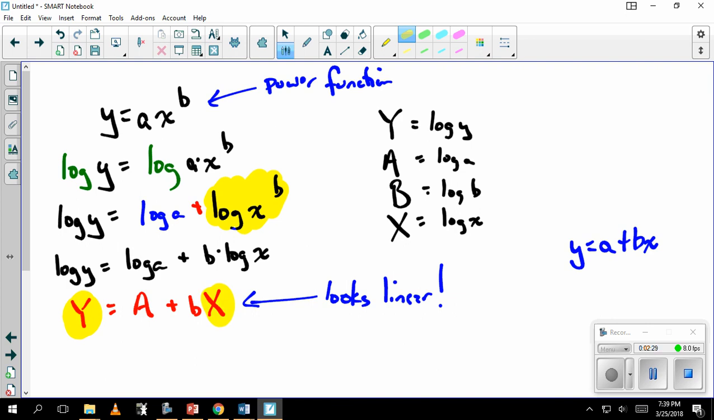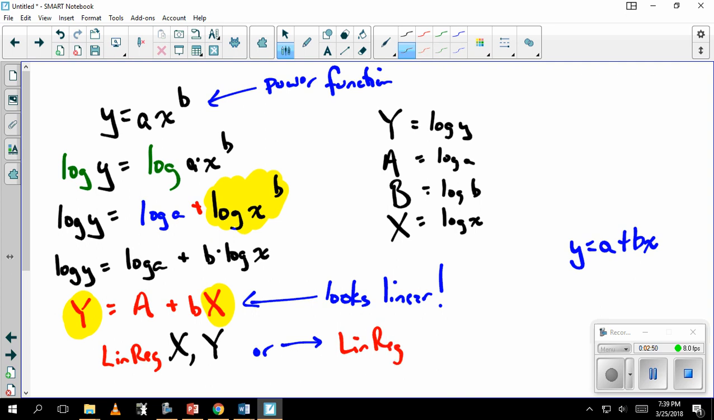Okay, that's fine. That means if I was going to do, say, linear regression, I would do linear regression on capital X and capital Y. Or linear regression on the log of x and the log of y.